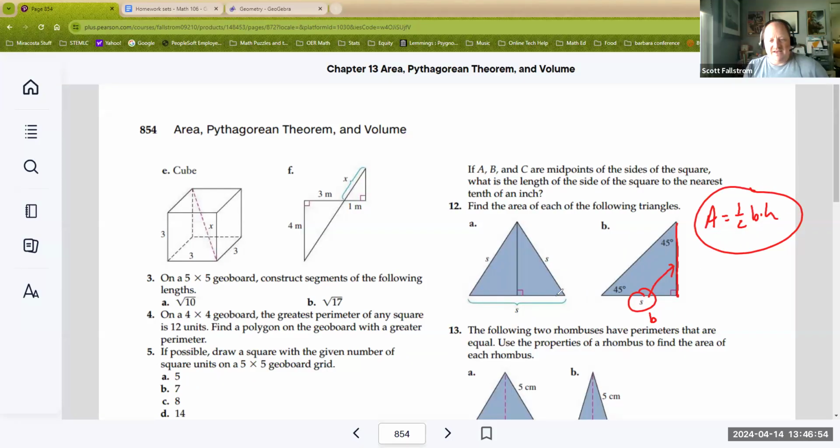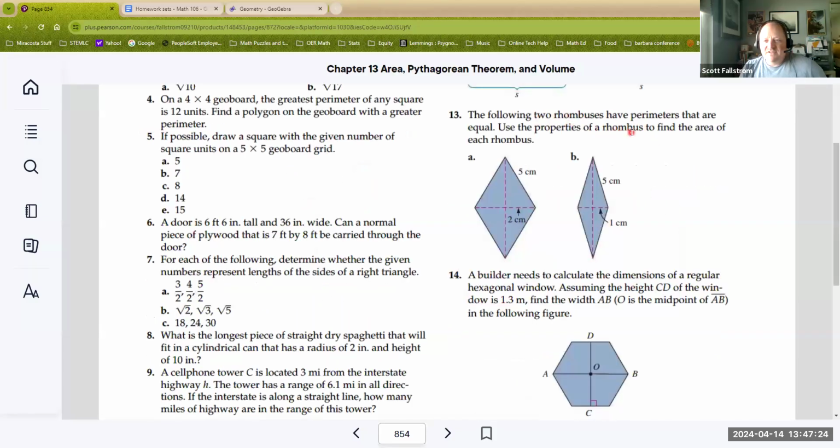Here the bottom is S. But this is an equilateral triangle that's been split right down the middle, which means I have a 30-degree angle at the top, a 60-degree angle down here, and there is a wonderful ratio of those sides. And that's what we talked about before. Use that ratio to find the missing piece, and then use all of those pieces to form the area.